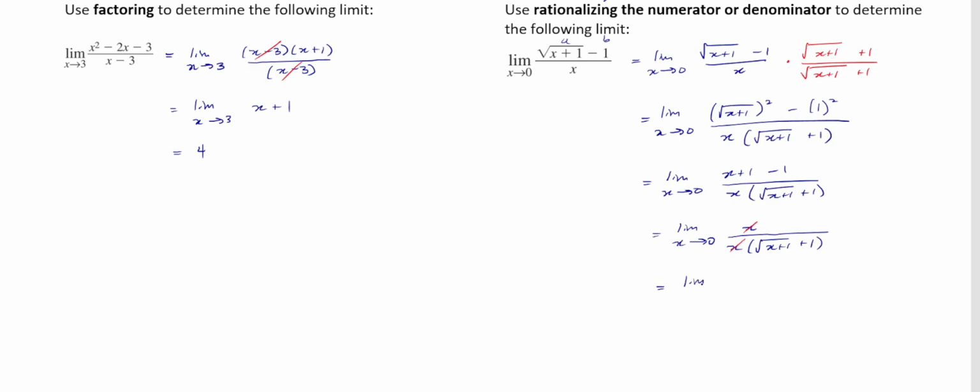And I end up with the limit as x approaches 0 of 1 over, again, the square root of x plus 1 plus 1. And so now I can directly substitute, and I get 1 over the square root of 0 plus 1 plus 1, and I get 1 over 2.